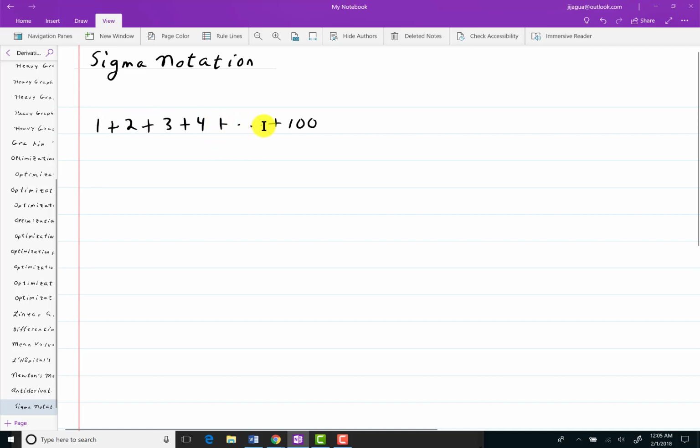The 3 dots in here means that we continue as has been done before and go all the way up until you get to 100. Well, we have a shorthand way of writing this, and it looks like this. I've used the letter K. I write K equals 1 to 100, and I use the letter K.